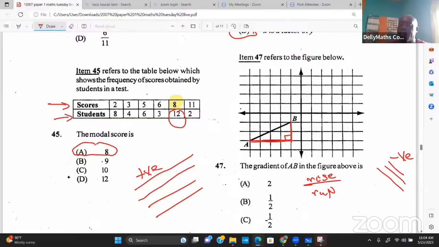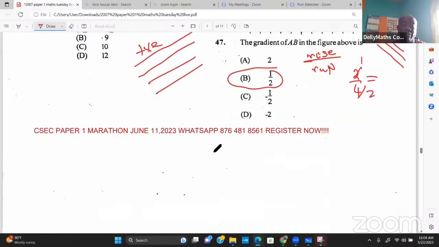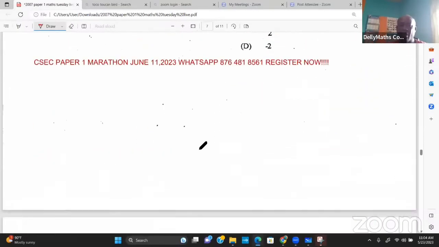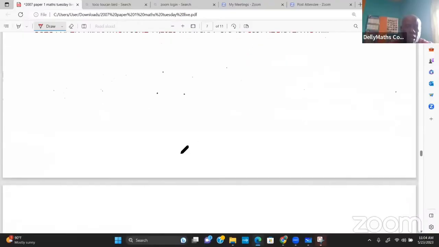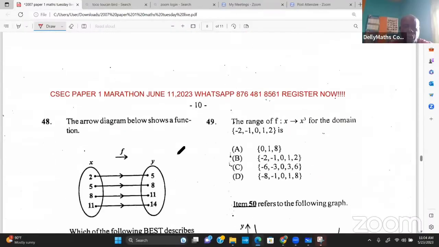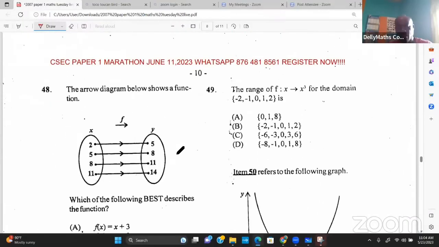Rise, how many units am I looking at going up? That's 2. How many units coming on horizontally? That's 4. So you want to set up 2 over 4. Cancel down by 2. 1 over 2. Positive 1 over 2. And that's my answer for 47 right there. All right. Let's go to 48.